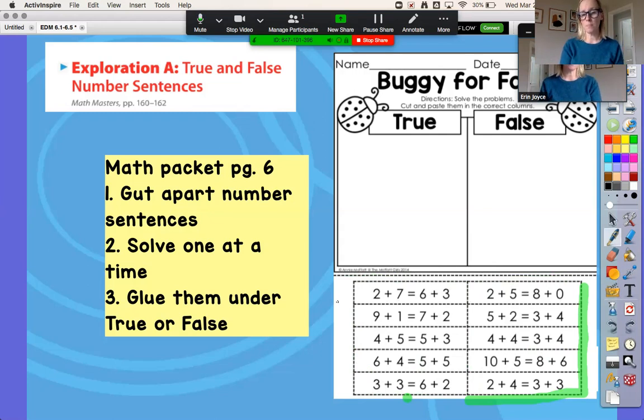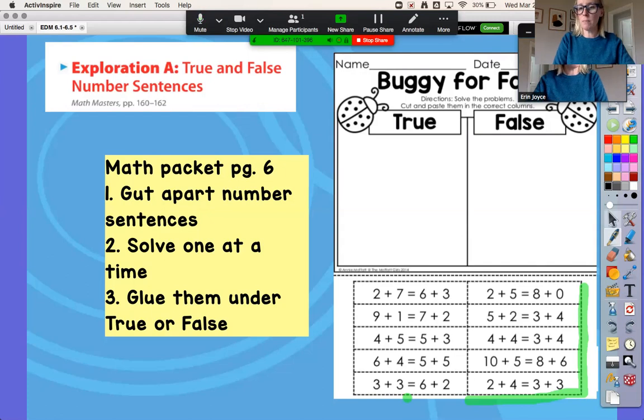Now for this work, I want you to either have your number grid or have some counters. These numbers aren't too big. So I think if you have like 15 of something, 15 counters, 15 toothpicks, Legos, we've talked about this before, that will be a great tip for you.